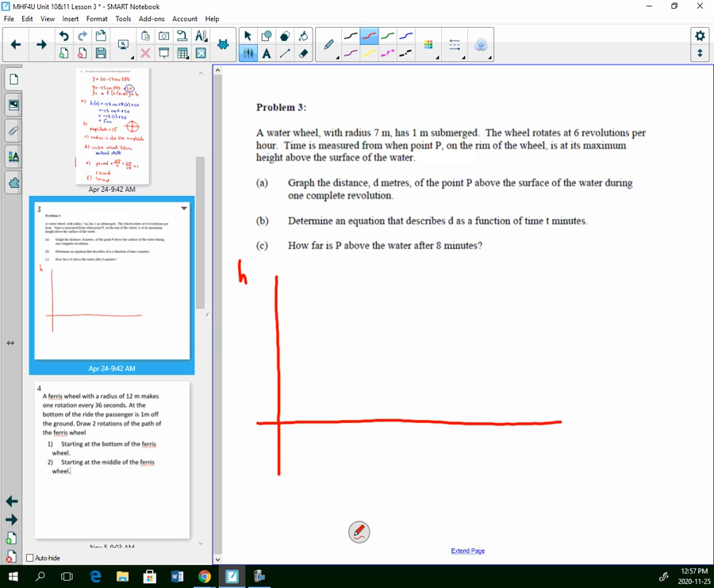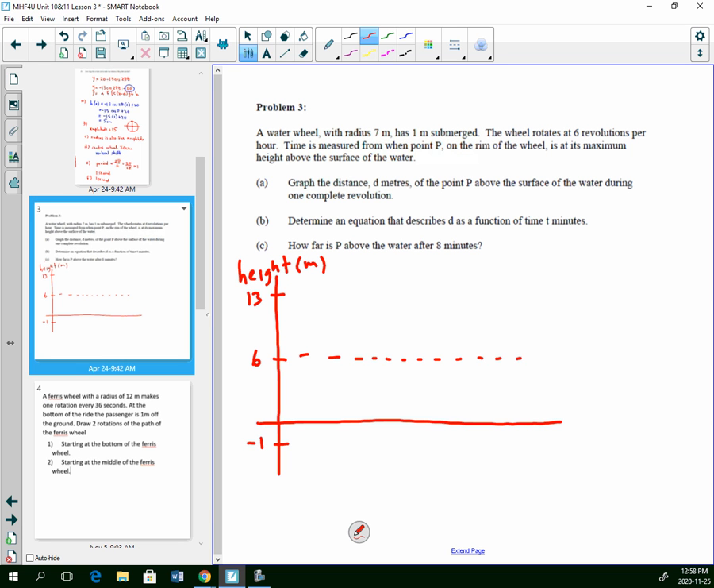So if this is my height in meters, the bottom is 1 meter below, so I'll put -1. And then the radius is 7. So from the bottom, I'm going to go up 7 to the middle, and then up another 7 to the top. So the middle would be at 6 meters, which is 7 meters above the bottom. So those are the only numbers I need on my vertical axis. I need the bottom, the middle, and the top.